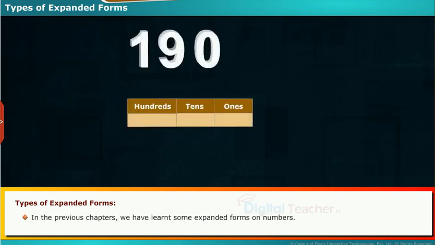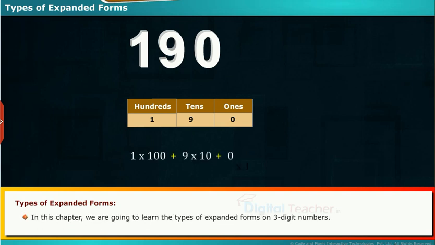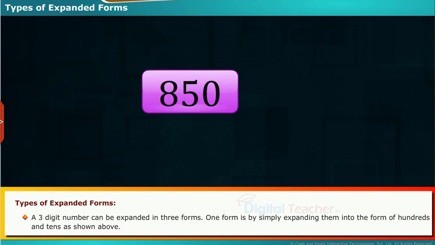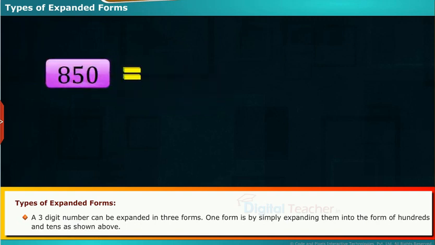Let us discuss the types of expanded forms. In the previous chapters, we have learned some expanded forms on numbers. In this chapter, we are going to learn the types of expanded forms on 3-digit numbers. A 3-digit number can be expanded in 3 forms.